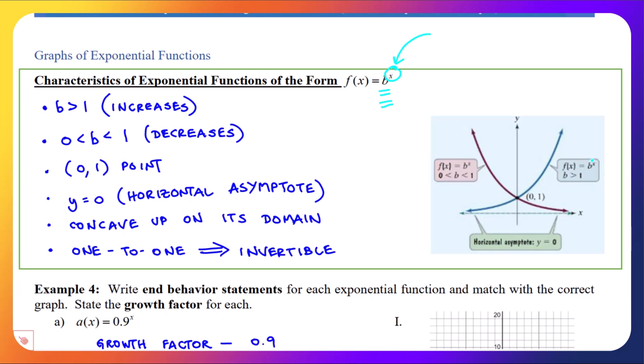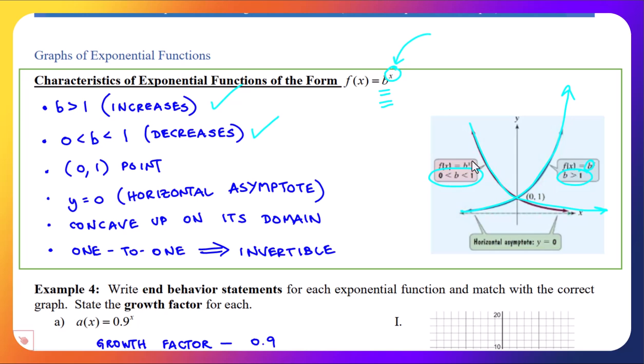If the base is bigger than 1, then we have an exponential function that grows. If we have a base between 0 and 1, like a fraction between 0 and 1, the exponential function goes in this direction. And so greater than 1, it increases. Between 0 and 1, it decreases. Notice we don't talk about a base, or a b, that's negative.